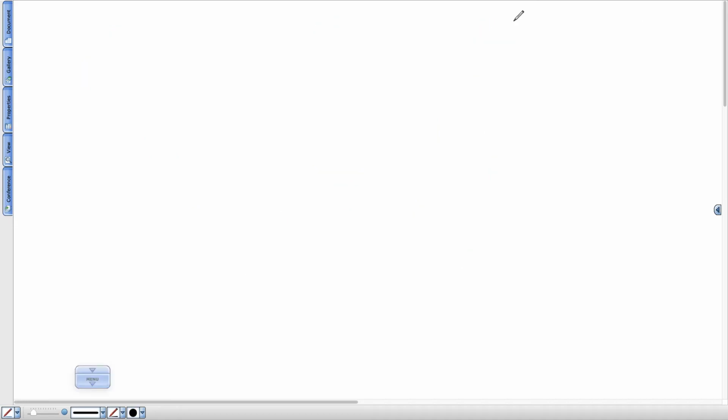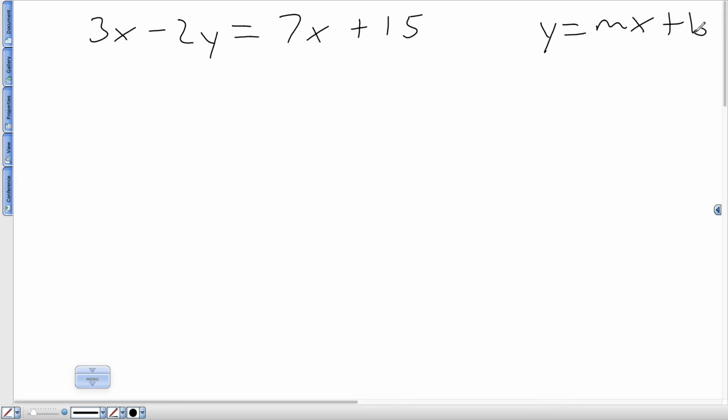All right, let's do something slightly different. Let's do 3x minus 2y equals 7x plus, I don't know, 15. Okay? And what do you notice on this one? You should notice that there are x's on both sides of my equation, but the procedure is not changing. I still need to get y alone, so it's going to be y equals something, but ultimately we're making mx plus b. That's lagging really bad.